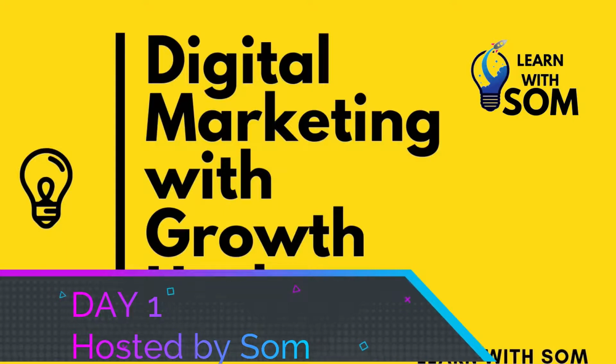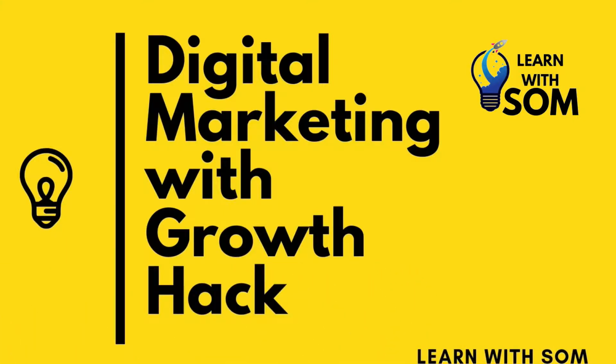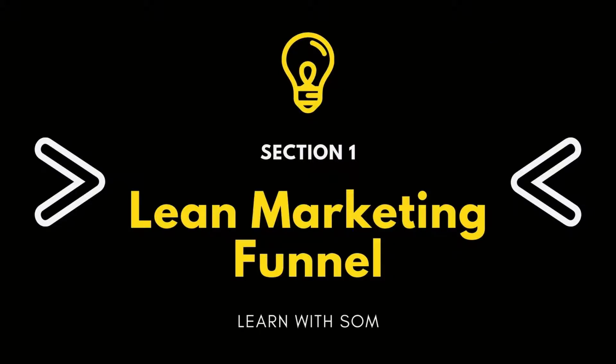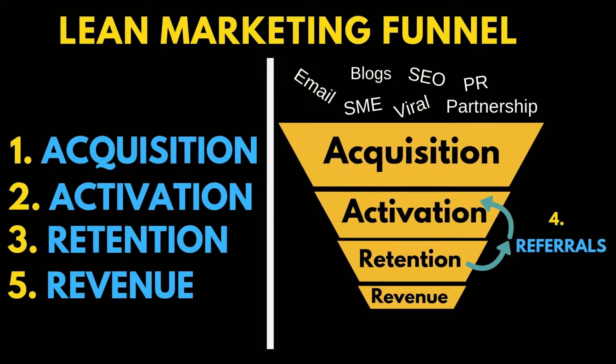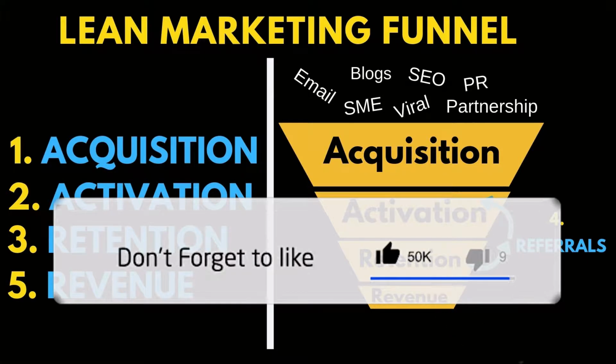In this video I'm talking about growth hacking with the lean marketing funnel. As we discussed, the different stages of the lean marketing funnel start with acquisition, activation, retention, revenue, and referral. Each stage has its own value and each stage is directly connected to the others, which means the ultimate goal is to get revenue. Then obviously the referral, which is also related to generating revenue.